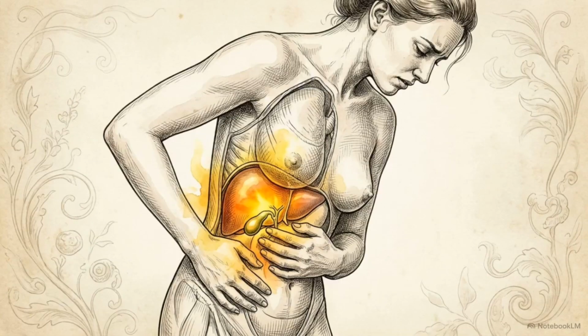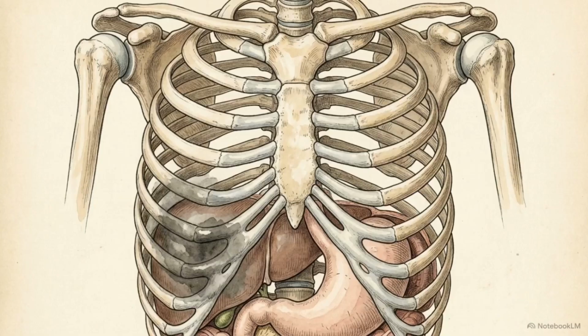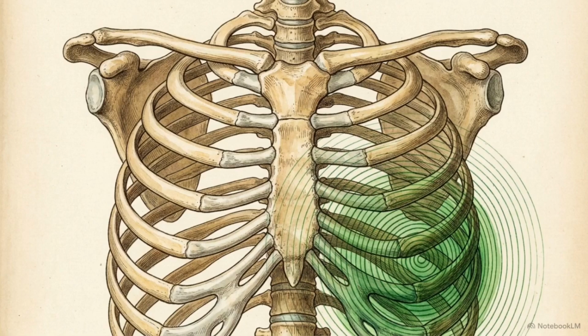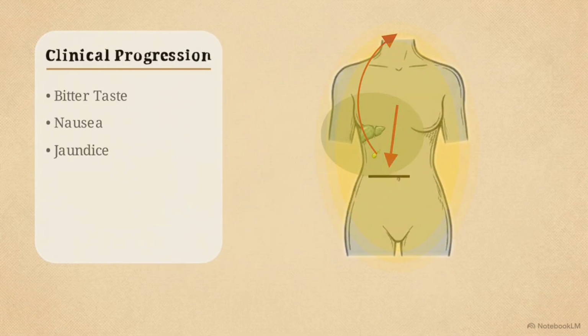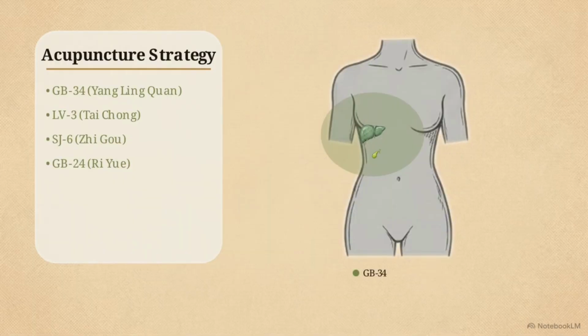Patients typically present with right upper quadrant pain that is triggered by fatty meals and radiates toward the right shoulder. This shift from a dull ache to a sharp post-meal distension corresponds to the TCM pattern of liver qi stagnation. Symptoms like bitter taste, nausea, or jaundice indicate progression into liver and gallbladder damp heat. The treatment strategy soothes the liver, clears damp heat, and promotes bile movement using points gallbladder 34, liver 3, Sanjiao 6, and gallbladder 24.